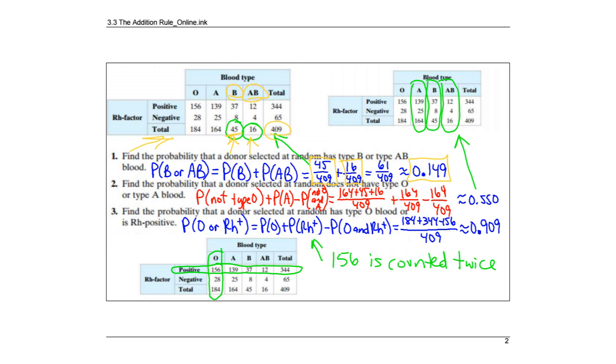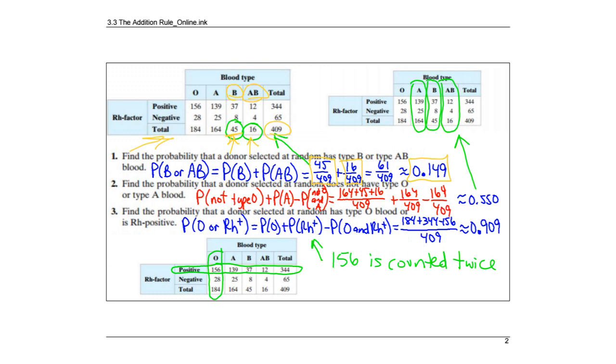Okay, the second one wants the probability that a donor selected at random does not have type O or has type A. Does not have type O or has type A. So there's a couple different ways to do this. I did it the way the book did here in red, but let's not do that. Let's just add up what we need.